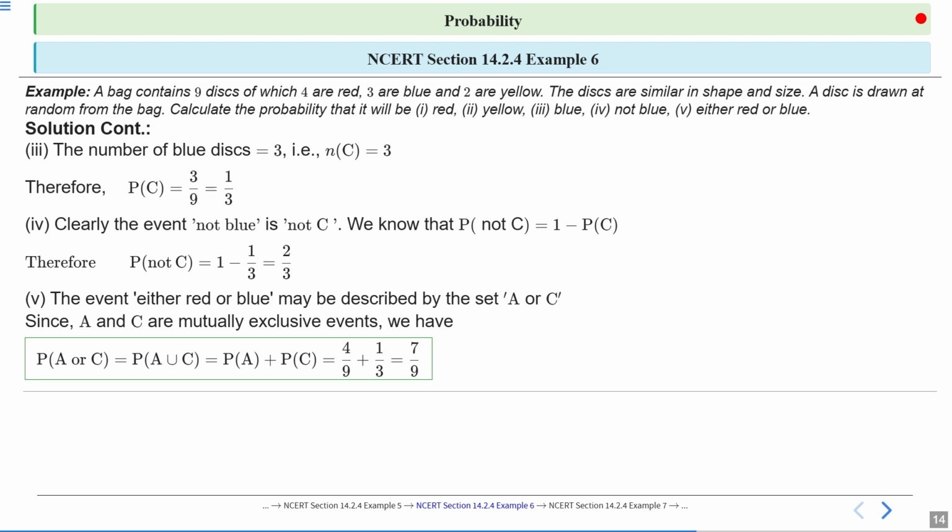Very simple example. We first defined the events, and then we used some basic formulas, like the probability of A union B equal to the probability of A plus the probability of B when A and B are mutually exclusive, and we also used the probability of not A is equal to 1 minus the probability of A. Simple. So I hope it is clear to all of you. So now let us move to the next example.